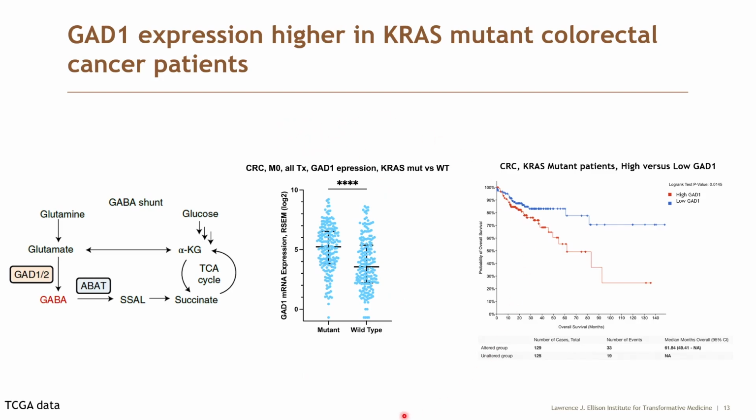Because we had this KRAS hypothesis, we did look at mutant versus wild type patients, tumors that had KRAS mutant versus KRAS wild type. And you can see a highly significant increase in expression of GAD1 in the KRAS mutant tumors. Furthermore, we also looked at survivorship. In these KRAS mutant patients, those that had high levels of GAD1, in red here, had worse outcomes than those that had low GAD1 expression, giving us a little bit more power to this hypothesis that there's something going on here with the GABAergic signaling.